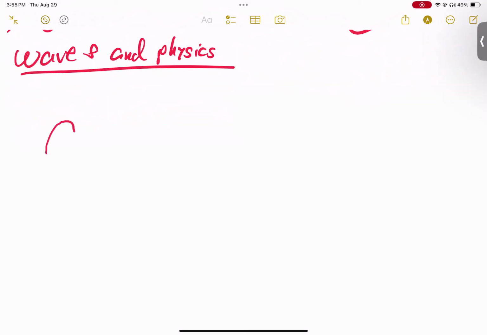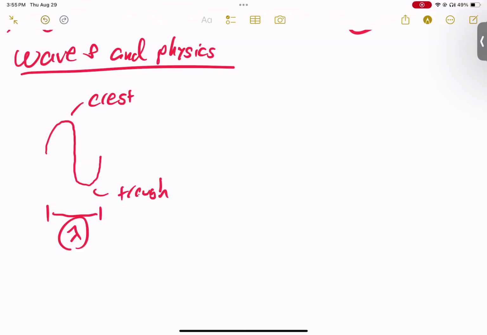If I were to draw one cycle of a wave, this would be the crest, which is essentially the highest peak. This would be the trough, which is the lowest part. And this distance would be the wavelength. The wavelength is essentially one complete cycle of a certain wave.